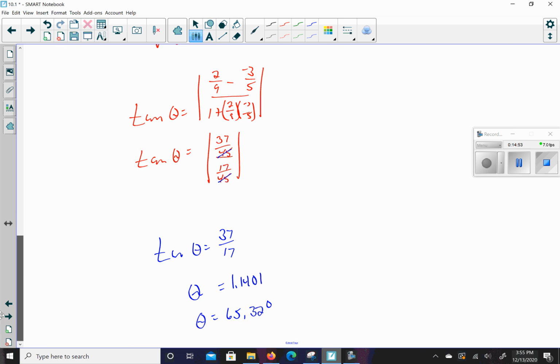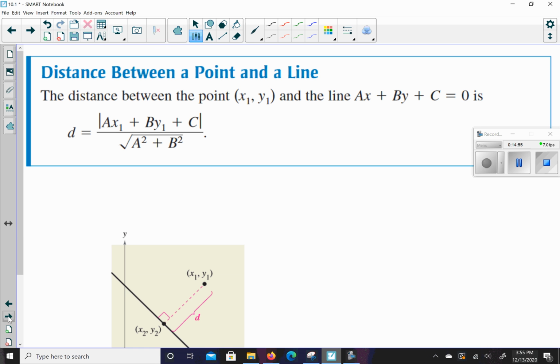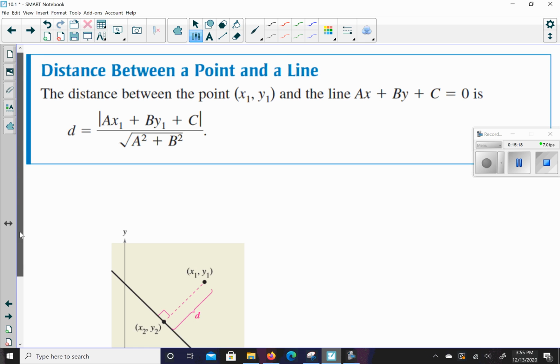Okay, moving on. The distance between a point and a line: you're going to have to write the line in standard form where you have ax plus by plus c is equal to 0. So you're going to set the equation of the line equal to 0. And then you're going to take the absolute value of that and put that over the distance formula for A and B.